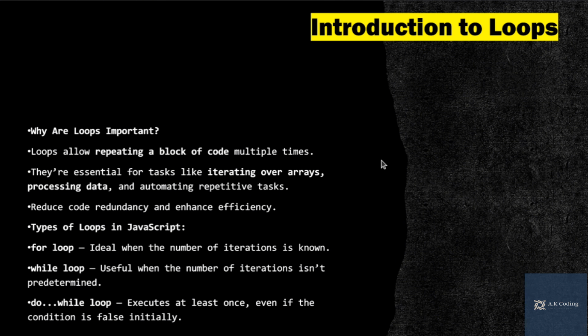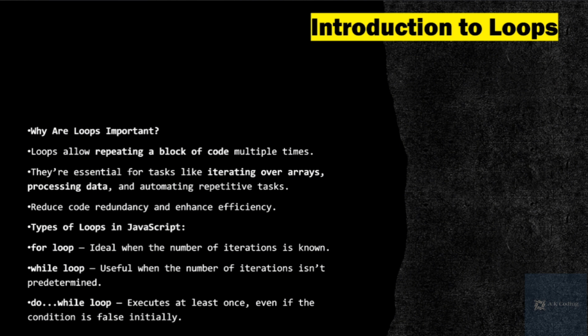In JavaScript, there are 3 types of loops. The first one is the for loop, the second is the while loop, and the last one is the do while loop. A for loop is ideal when the number of iterations is known. When the number of iterations is known, we can use a for loop. We can use other loops also, but this one is much more useful.